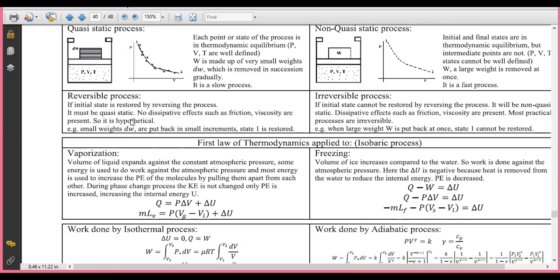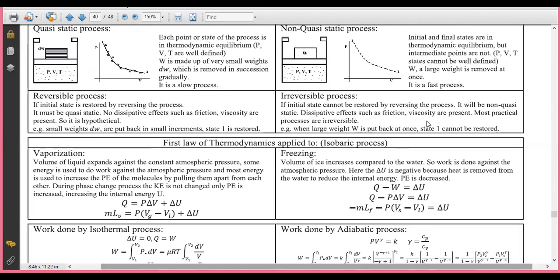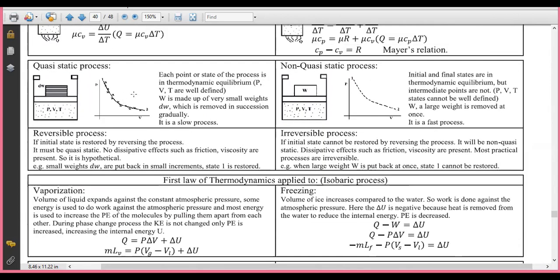So it is hypothetical, meaning it's more theoretical, whereas in reality, this is what will happen: a more practical process, or irreversible process. Anybody having any doubts? Are you clear with this quasi-static and non-quasi-static, reversible and irreversible?